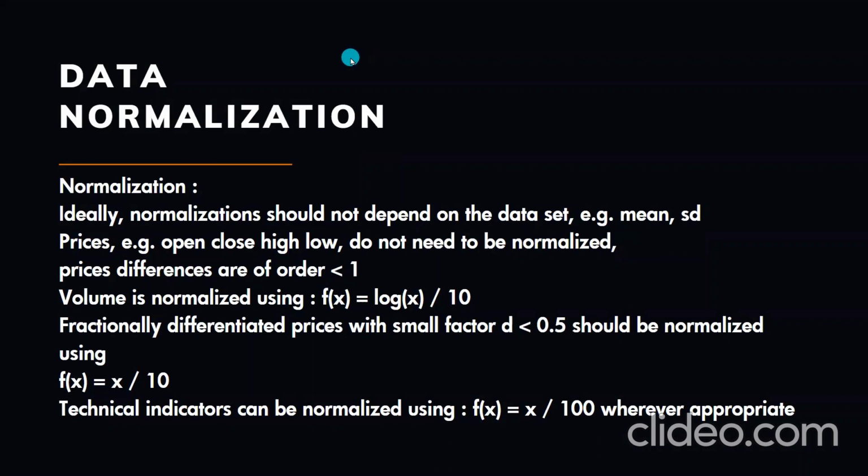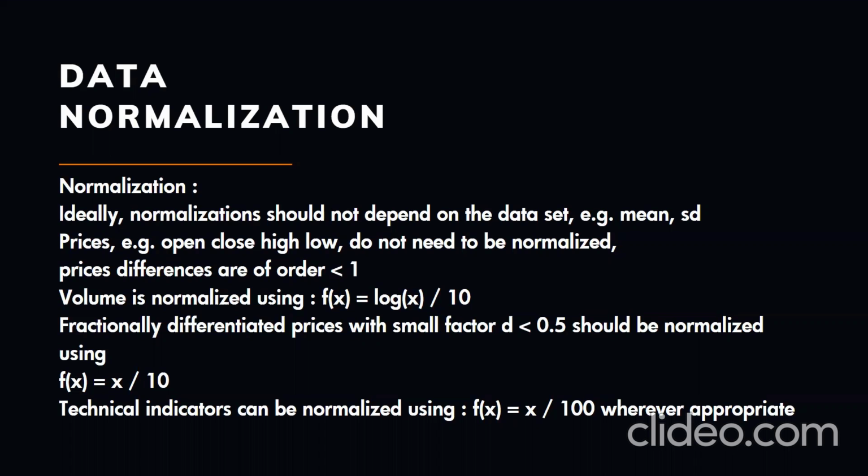Next, normalization. Ideally, normalization should not depend on a data set, so this will allow us to easily accommodate new data. The price series itself, open, close, high, low, do not need to be normalized as the price differences are already smaller than 1. Volume is normalized using log because there are volume spikes which increase the volume by an order of magnitude. So log is appropriate here.